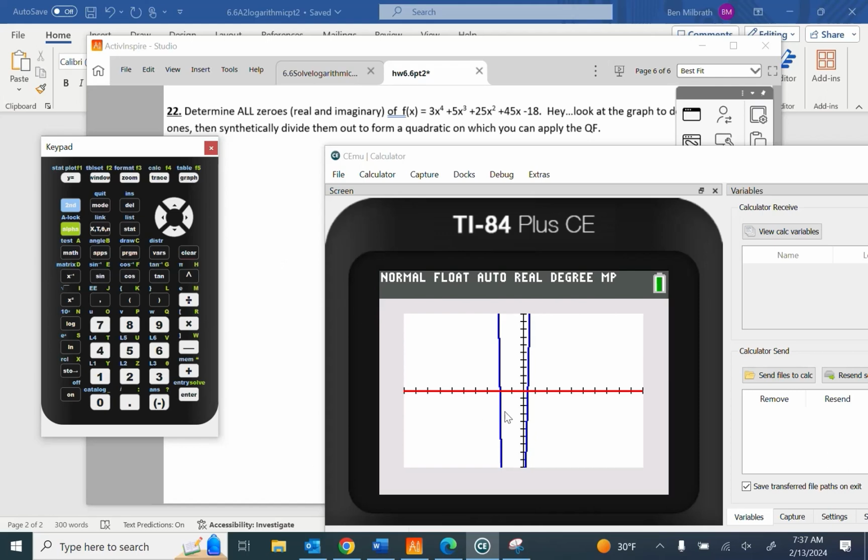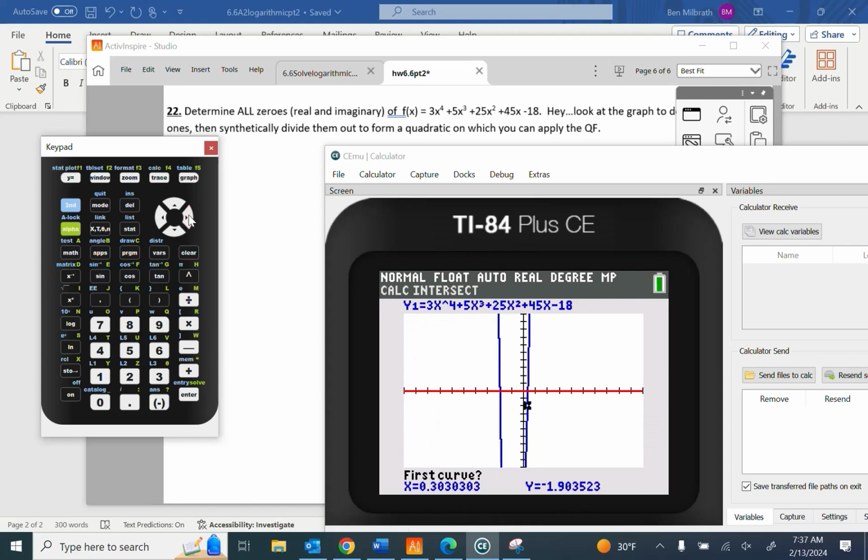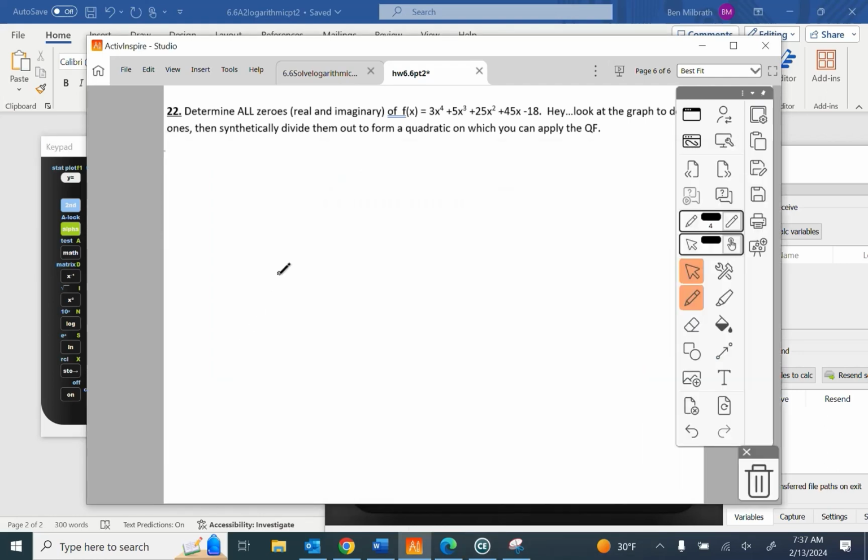I can read this one. This is where x is negative 2. This is probably a quarter, a third, 1 and 2. Second trace 5. Get close. Enter, enter, enter. It's 1/3. So from the graph, x equals negative 2, or x equals 0.333, which is 1 over 3, which is what we're going to use.